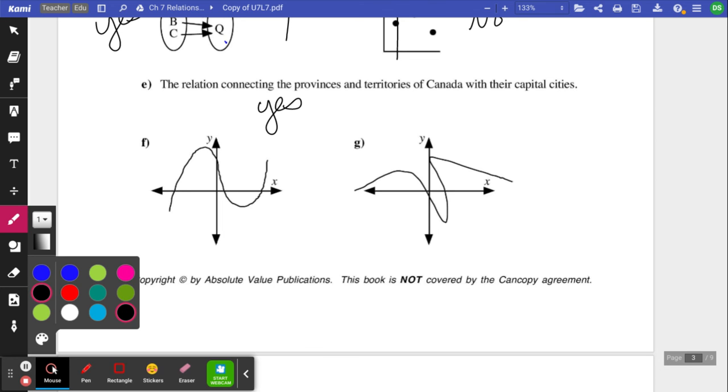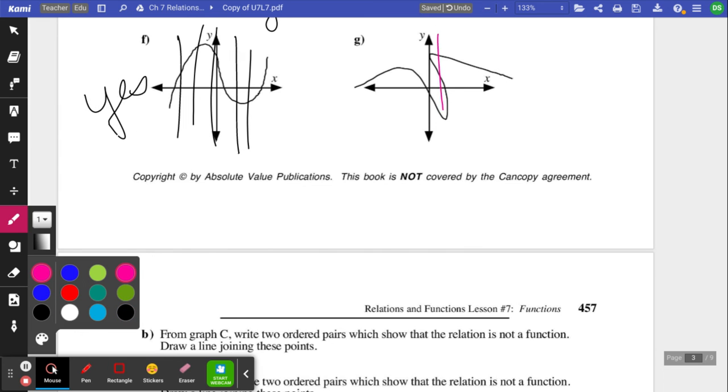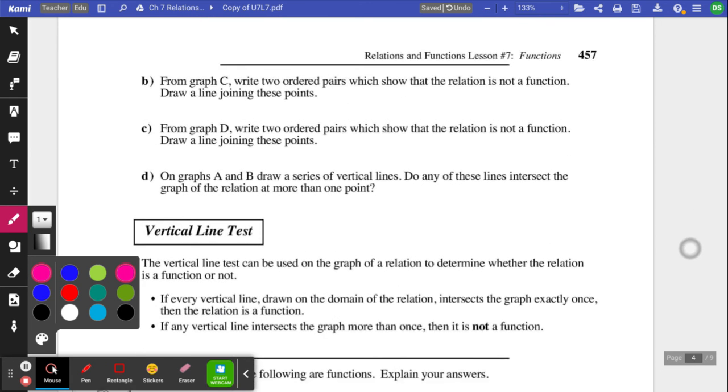Okay. How about letter F? Is that going to be a function? No. Does it pass the vertical line test? Oh, yes, it does. How about letter G? No. Boom, right there. Doesn't pass. This is a no. Okay, turn the page.